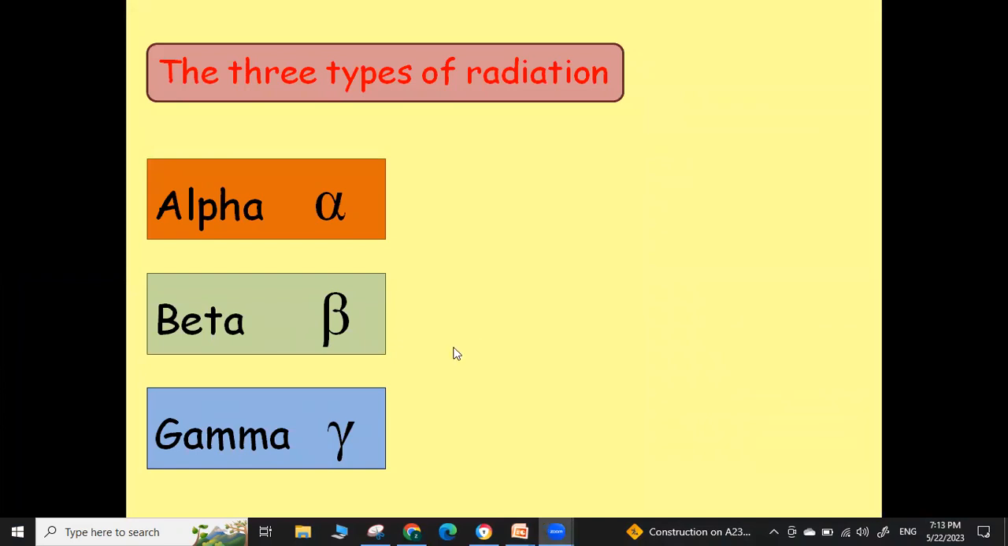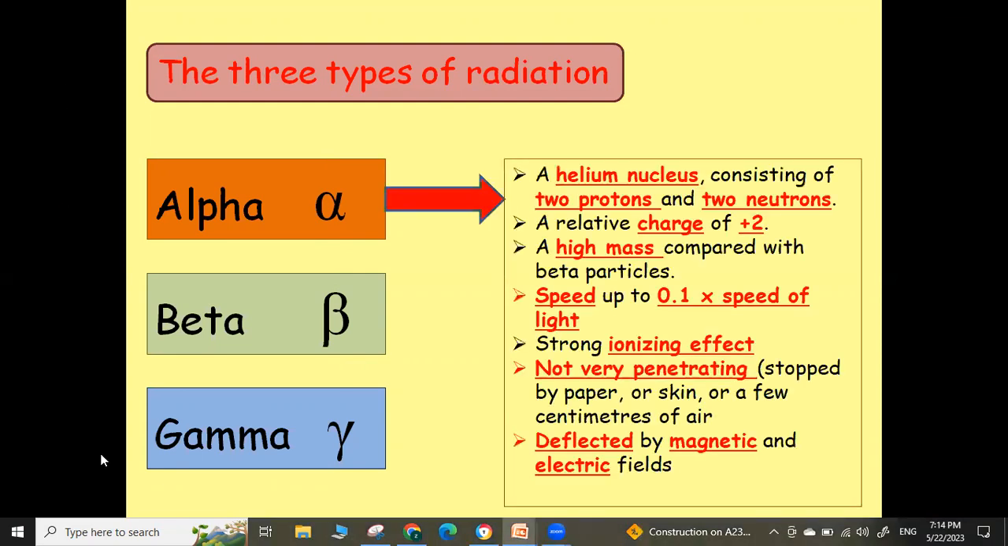Okay, we have three types of radiation: alpha, beta, and gamma. We should also be able to define the symbol of these three different radiations. Now let's look at the properties of these radiations. We will start with alpha. The alpha particle is basically a helium nucleus. So what does helium nucleus mean? We know that in a helium nucleus we have 2 protons and 2 neutrons.